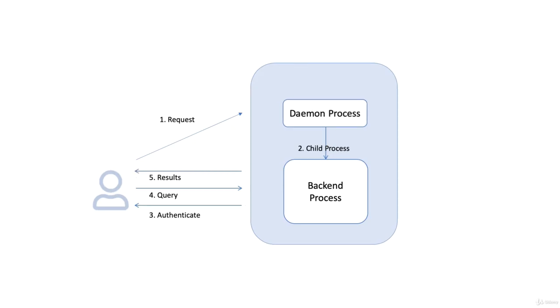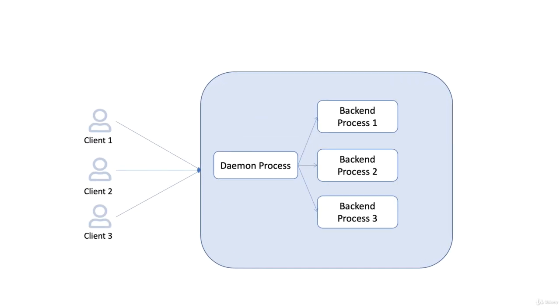Similarly, the process is repeated for all connection requests unless we hit the setting for maximum connections, in which case we get an error. Once a user is connected to the database, the user can normally read and write data using operations such as select, update, delete, and so on.